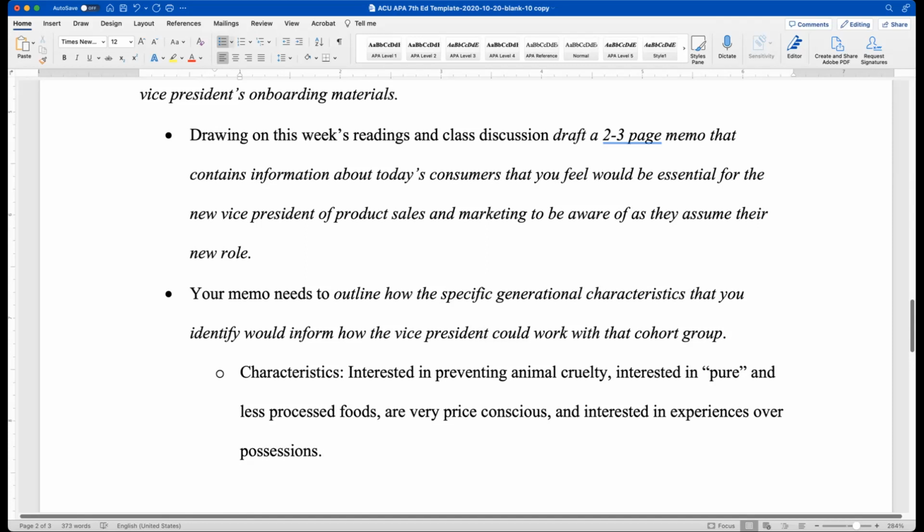Now, if I was running with this, I could say, okay, preventing animal cruelty, therefore we need to advocate for this or publicize how we have free range cattle, they're not fed hormone supplements, etc. Advertise milk as a pure product, perhaps. Price conscious, well, it is true that milk is usually cheaper than, say, almond milk. Put it in environmentalism.